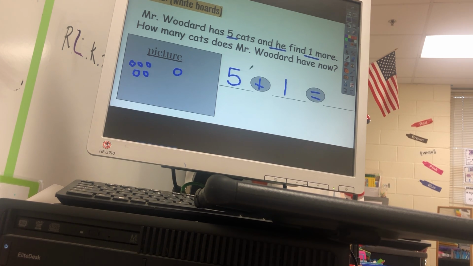Good job. So I'm going to use my picture to find my answer here. Some of us can just automatically know what 5 plus 1 is. Some of us can use our fingers. Whatever strategy you need to do, we're looking for the answer or the sum or the total right here. Okay? So we got 1, 2, 3, 4, 5, 6. So 5 plus 1 equals 6.